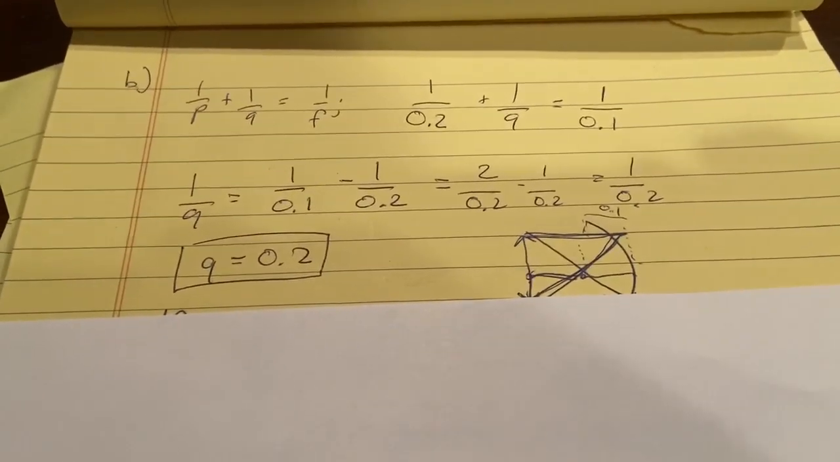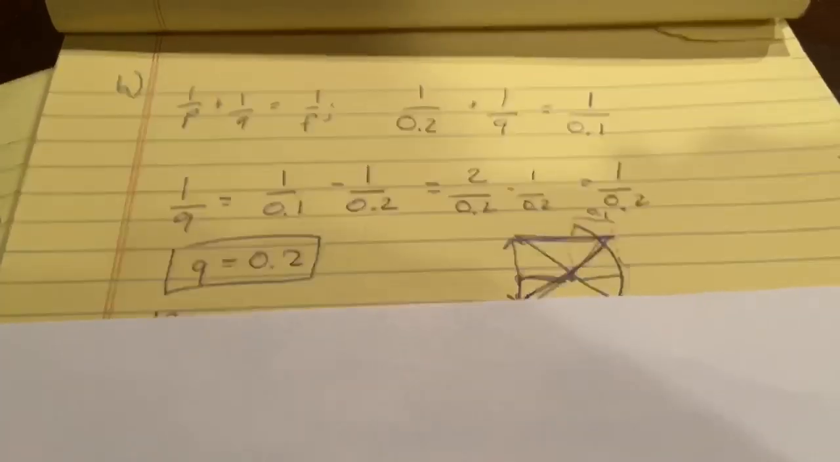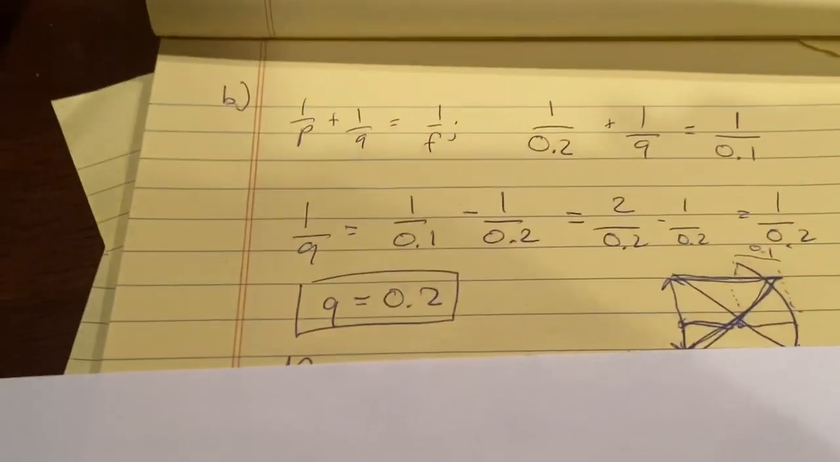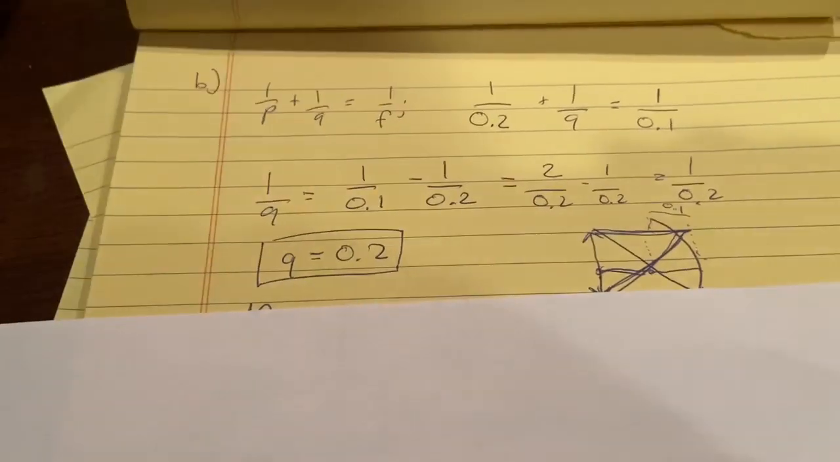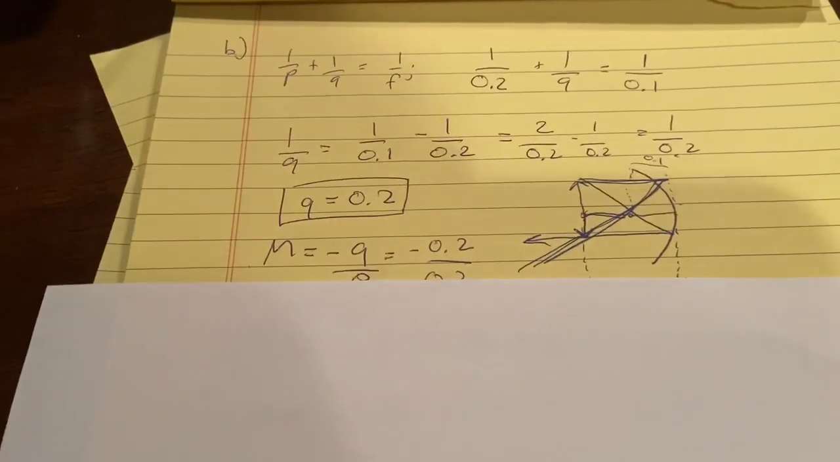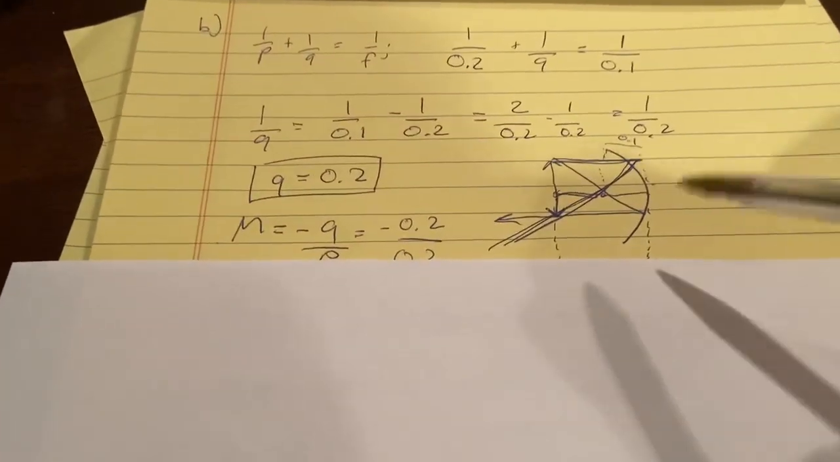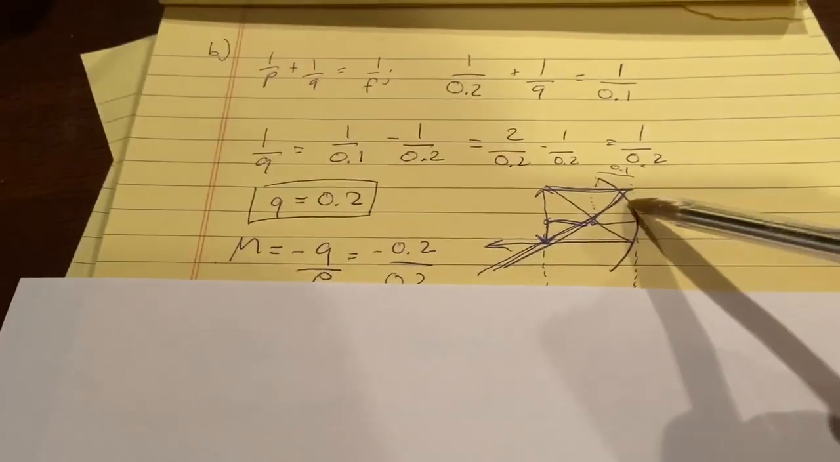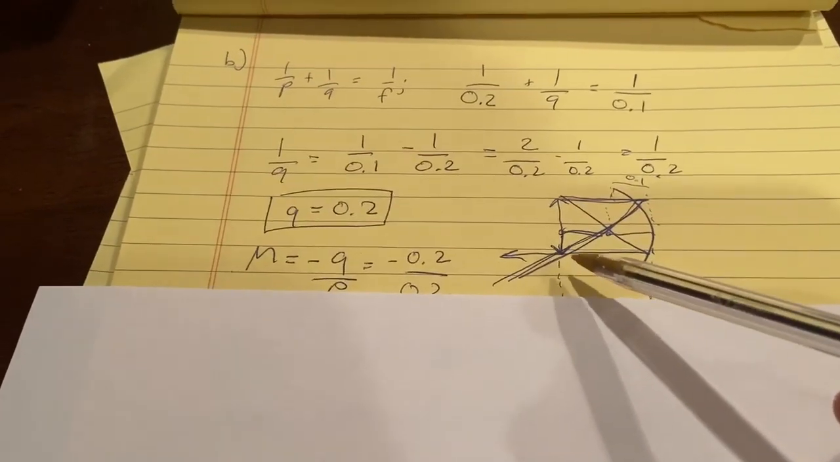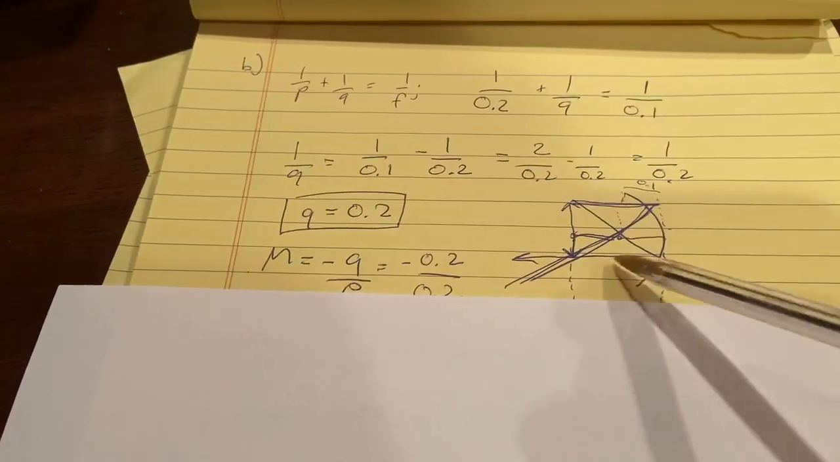Hi, this is the second part of problem 11, and at this point, we now have the object distance at 20 centimeters, so it's right at the focal length. So if you were to draw it, the situation would look like this. You have your object up here, you have one ray coming out here, bouncing through the focus, another ray coming down here through the focus and bounces out here.